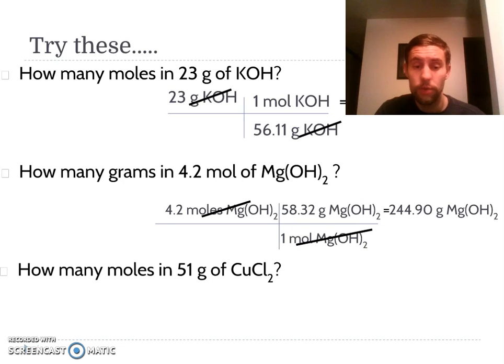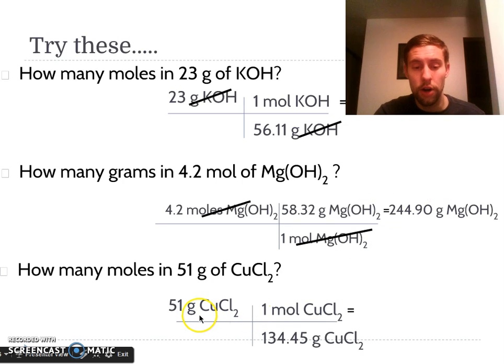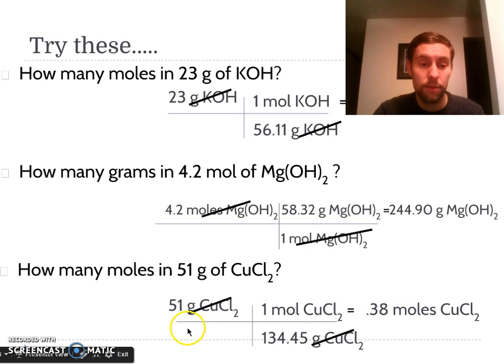Okay, so take our unit we're given again, put it in the top left. The grams of CuCl2 are our starting unit. They have to go down here and cancel. We're going into moles. Do the math, and we'll get 0.4-ish, I'm guessing. 0.38 moles of CuCl2. Hopefully that makes sense. If not, ask some questions.